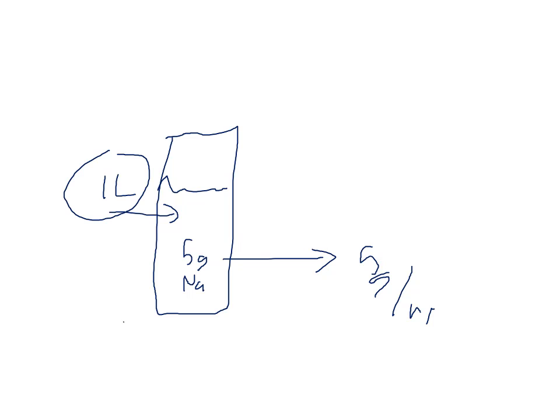What we mean by this is that 1 liter of blood is being completely cleared of sodium per hour because each liter contains 5 grams and we're removing 5 grams per hour. And that's what the concept of renal clearance of a substance or solute means.